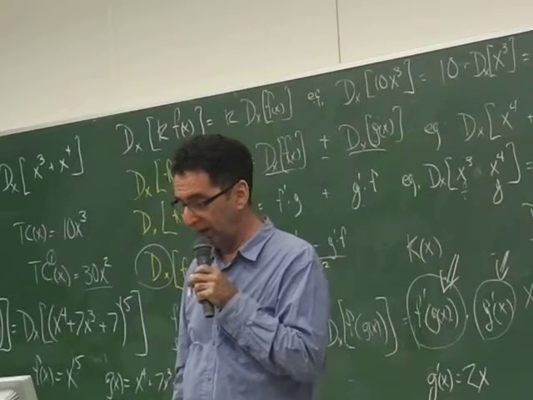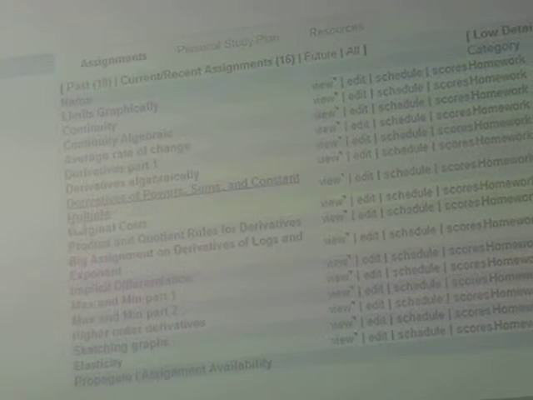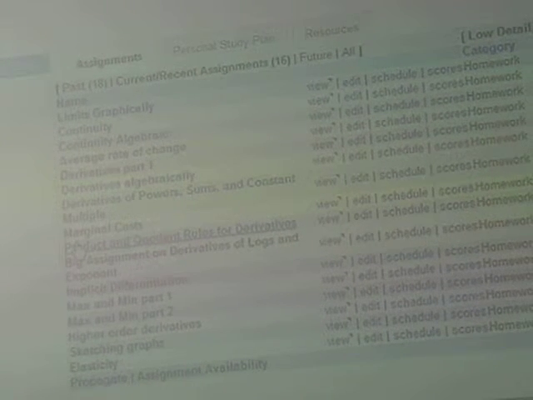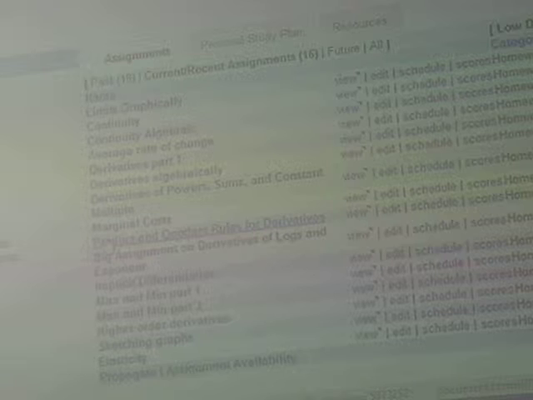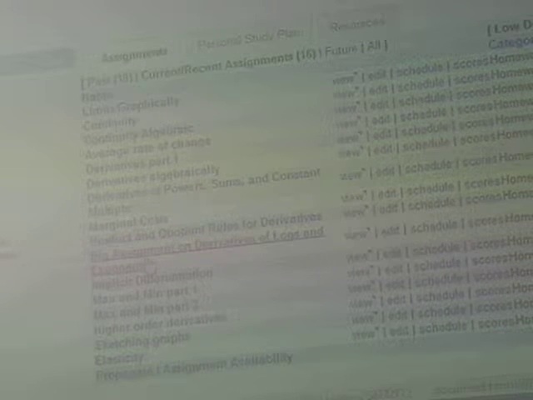Now let's go to this one. We covered actually all of this homework: marginal cost and product and quotient rules. I don't know what happened to the other rule. But anyway, let's go to this one.